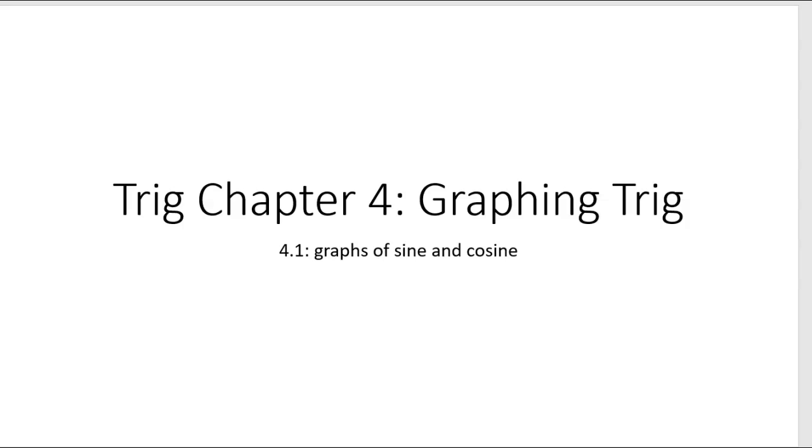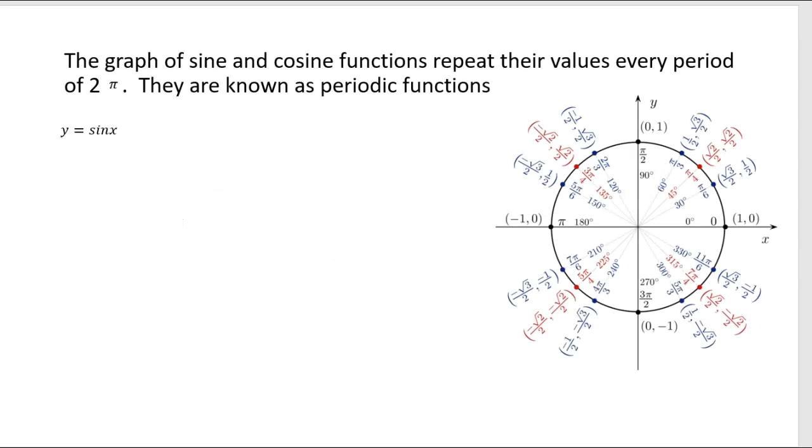So first, the graphs of sine and cosine functions repeat their values every period of 2 pi. Not sure why my pi is so far away. And they're known as periodic functions, right? So again, as my graph goes around, I'm going to deal with it in radians, okay? And I can keep going around, right? And I can get coterminal angles, okay?